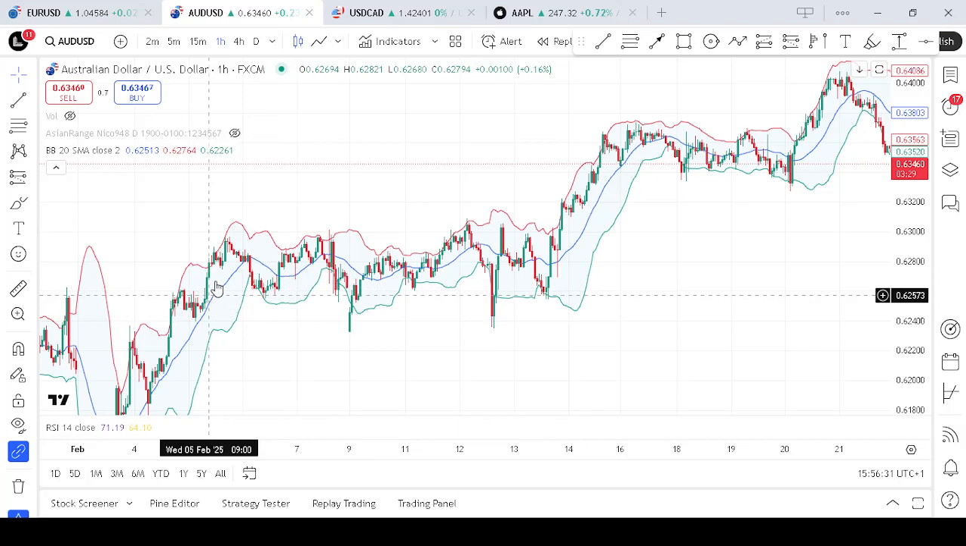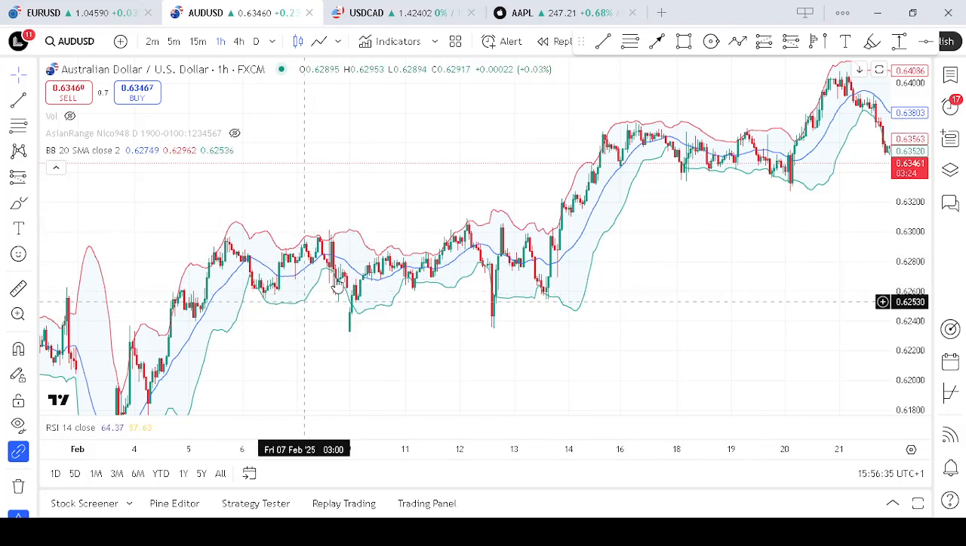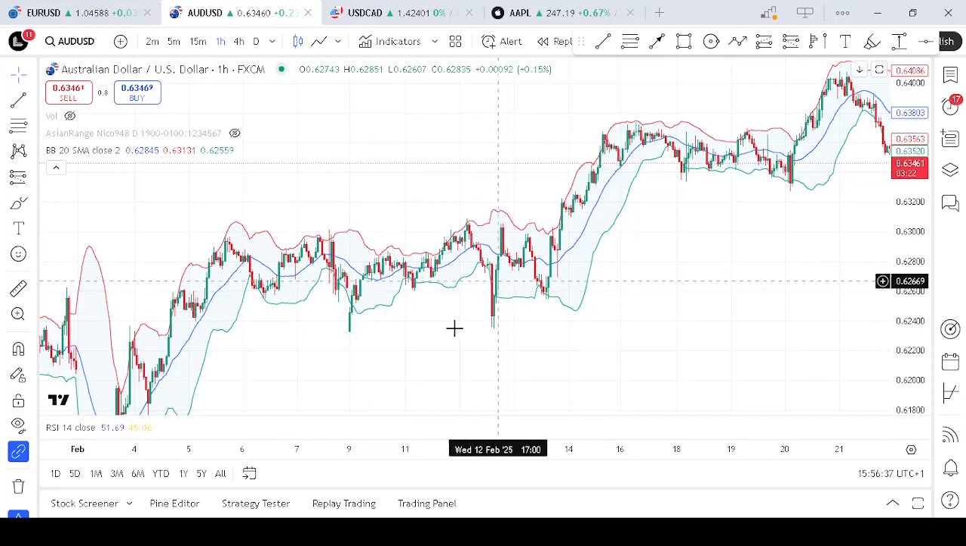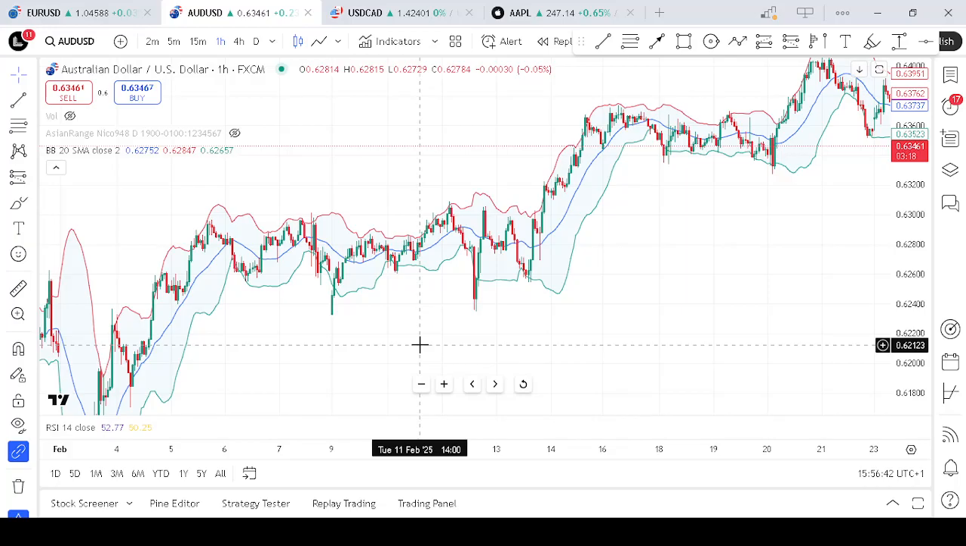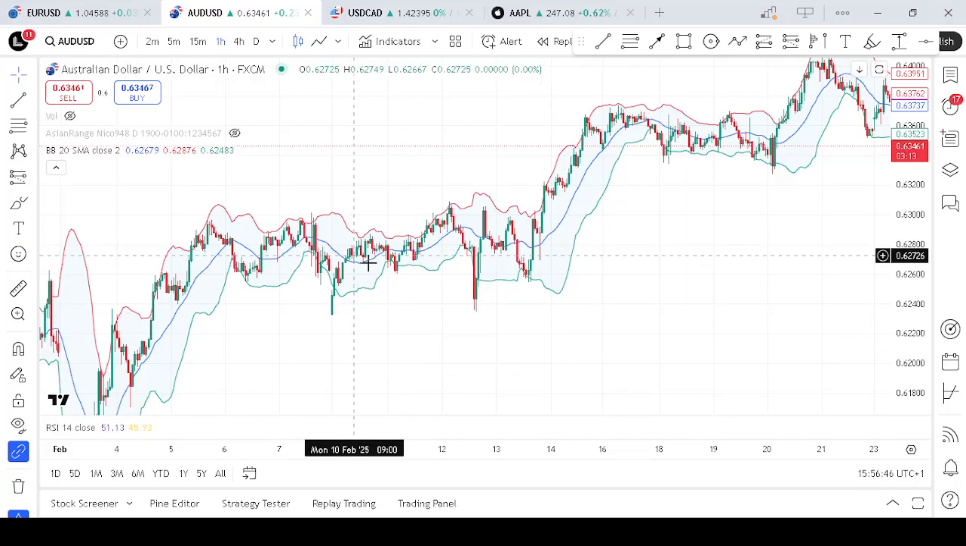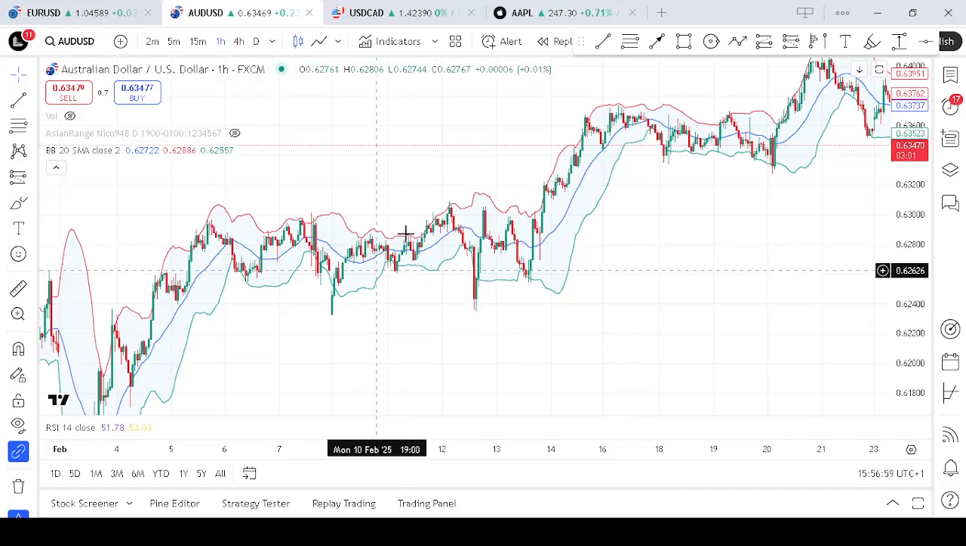So the inner one is a 20 period moving average, while it has the outer deviation area. The basic idea is that when price moves significantly away from the mean, it tends to eventually return. This creates trading opportunities. Now let's see how we can use the Bollinger Bands for mean reversion trading.